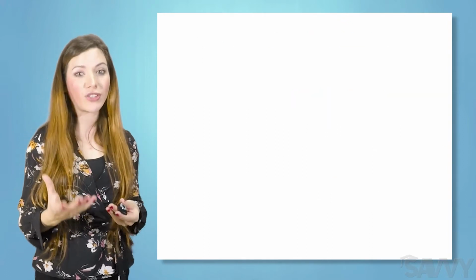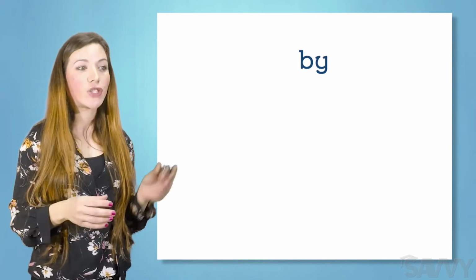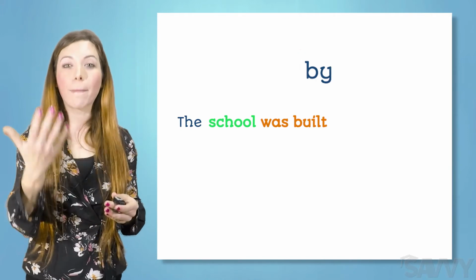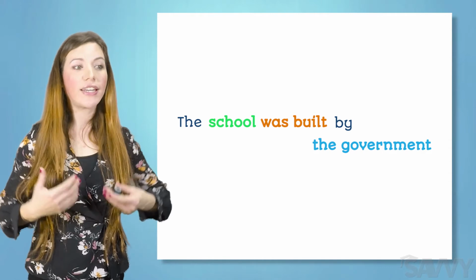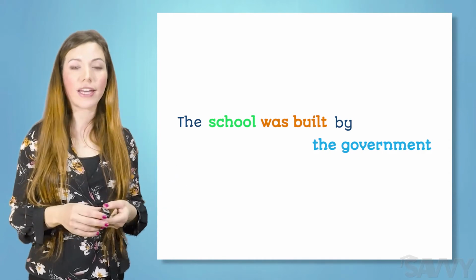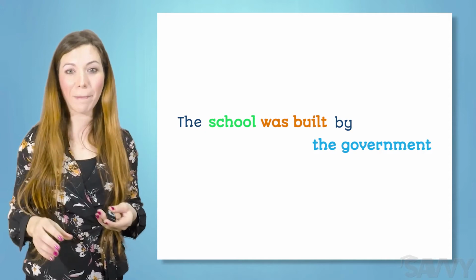If we want to mention the doer, remember, we add that word. What's that word? It's by. So this school was built by the government. The school is receiving the action, the government is doing the action, and the doer is mentioned by that word, by.